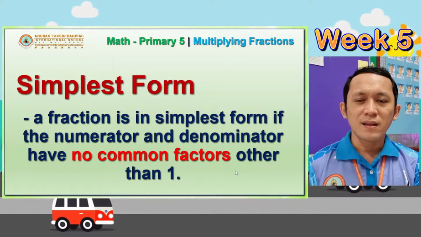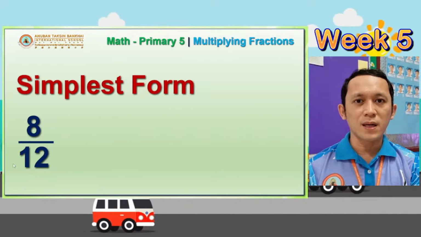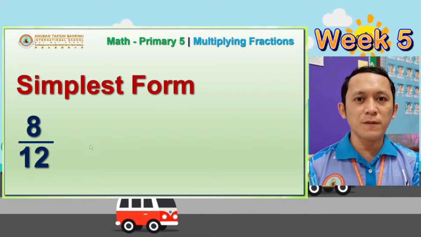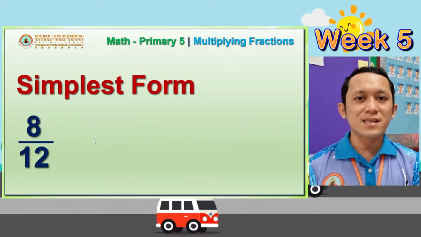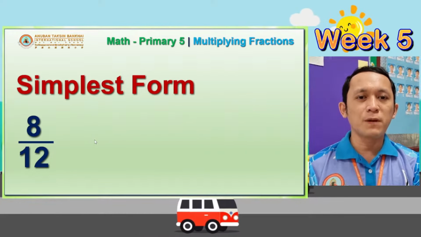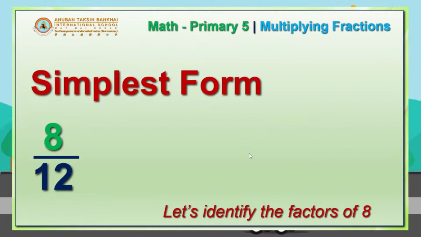Now let's have an example here. We have 8 over 12. Let us simplify or change 8 over 12 to its simplest form. Before we can do that, we need to identify the factors of 8 and 12. Now, what are the factors of 8?